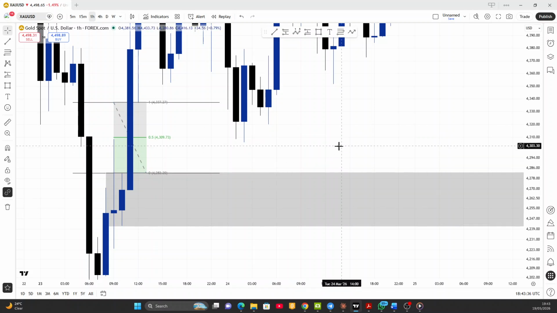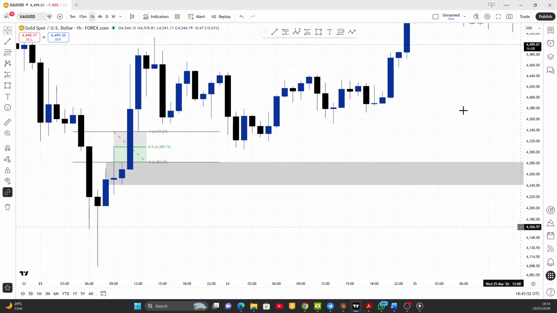So what do these traders do? They wait for price to retrace back into at least 50% of this gap, see a clear change of character to the upside, that's in a bullish FVG scenario, and then they take their entry from that point.